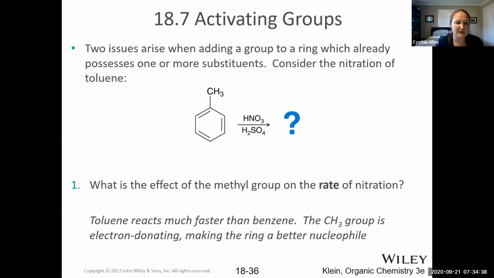Well, as it turns out, if you do rate studies where you're using the exact same conditions, the only difference is benzene versus toluene, toluene reacts much faster than benzene in this reaction. So the methyl group then is considered to be an electron donating group and what we call an activating group. So we say it activates the aromatic ring to act as a nucleophile in an electrophilic aromatic substitution reaction. So that is actually a good thing.